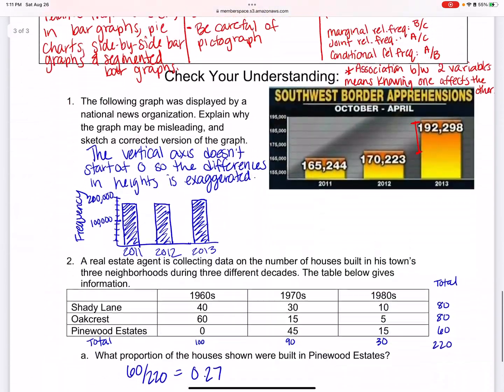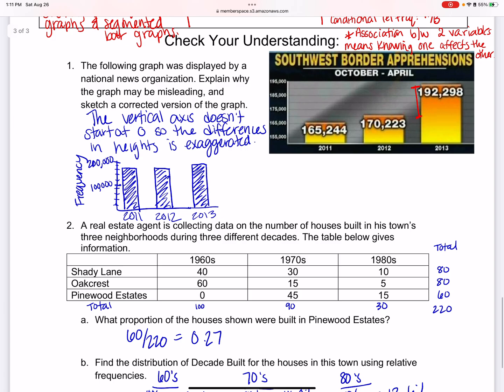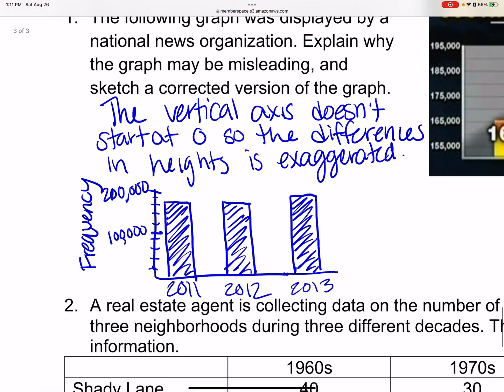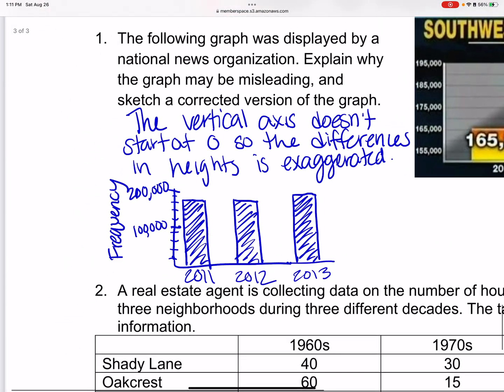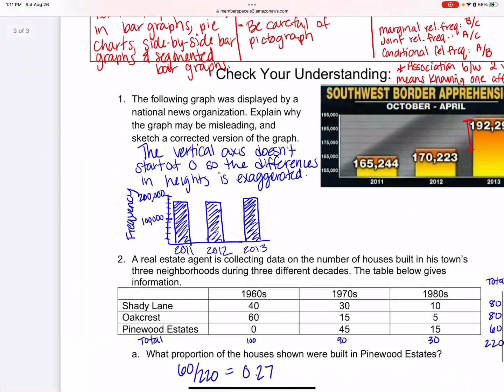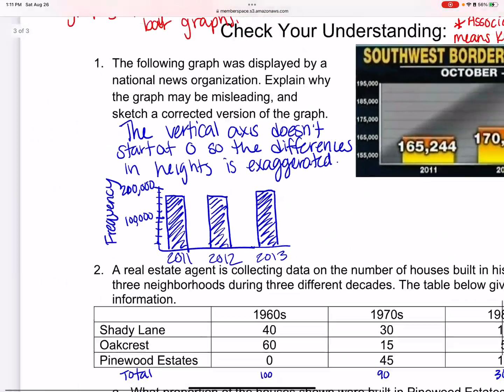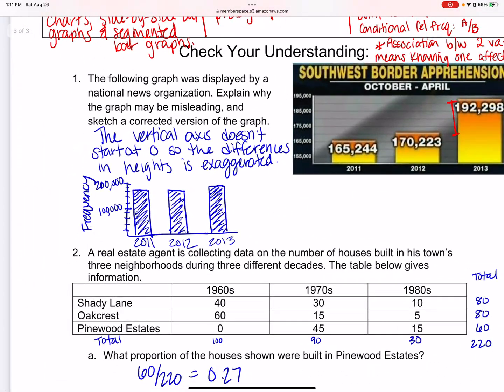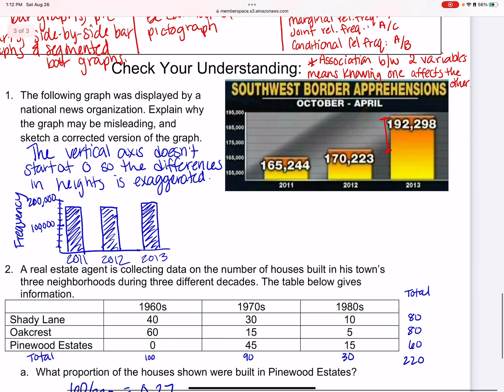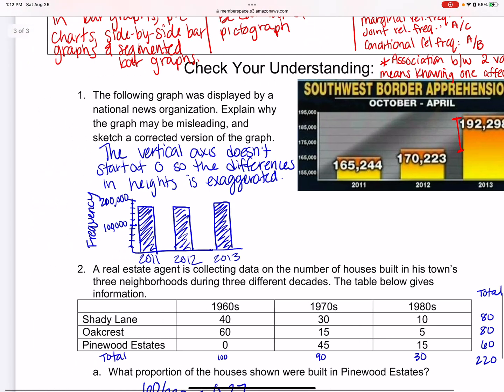All right, so the check for understanding. You can look at it and see, explain why the graph is misleading, and it's asking about this graph. The vertical axis doesn't align at 0, just like the one I just showed you. And so yes, there's an increase, but when you actually graph it, you can see it's barely an increase. It's very, very small. But the one they gave us makes it look like a huge difference.